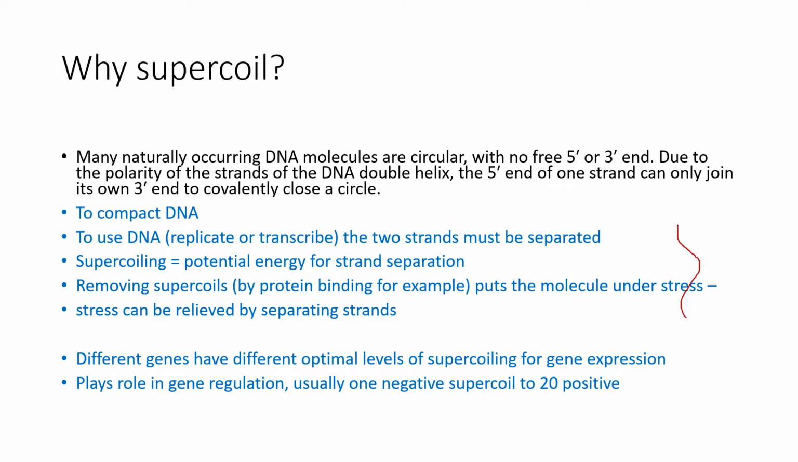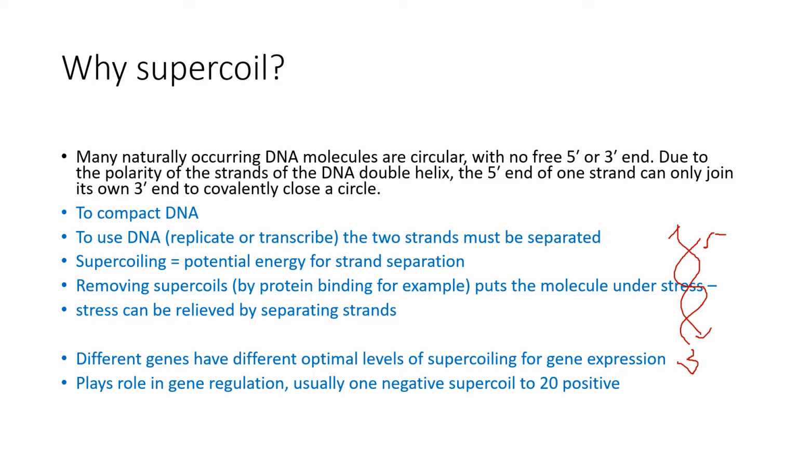Suppose this is double stranded, and this one is double stranded. If it becomes circular, then the 5 end of one strand will join only the 3 end of the same strand, not with this one or with this one. It becomes circular. It is compulsory.